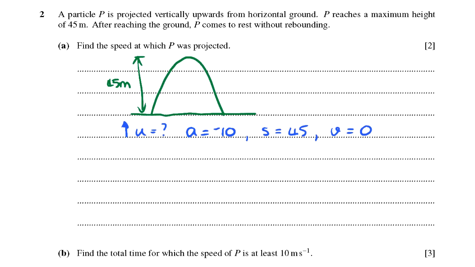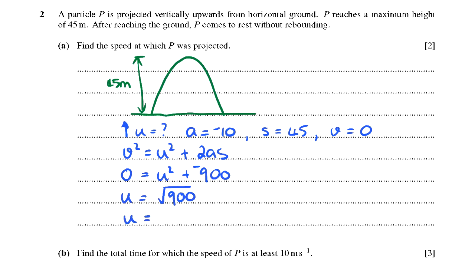You can look up your formula sheet if you don't know, because it is on there, but we're going to use v squared equals u squared plus 2as. V squared is 0 because v is 0. U squared is what we're trying to find, and we have plus 2 times negative 10 times 45. 2 times 45 is 90, times 10 is 900, and it's negative. So we take it over, it becomes positive, and u is the square root of 900, which is 30. So it was projected at 30 meters per second.